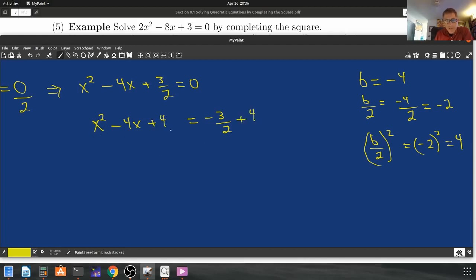Now once I've done that, I have a perfect square here. So this is x, and I add my b half term, which is minus 2 squared. And I'm going to write minus 3/2. I'm going to multiply minus 3/2 by 2 over 2, which is the same as 1. So I get minus 6 over 4.